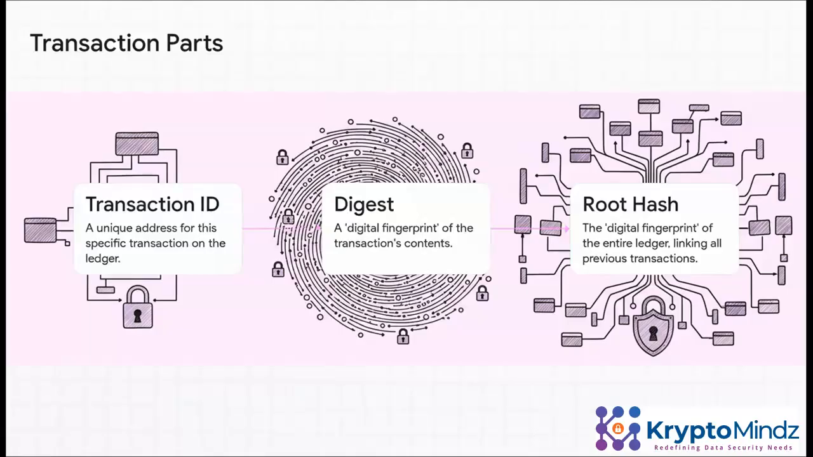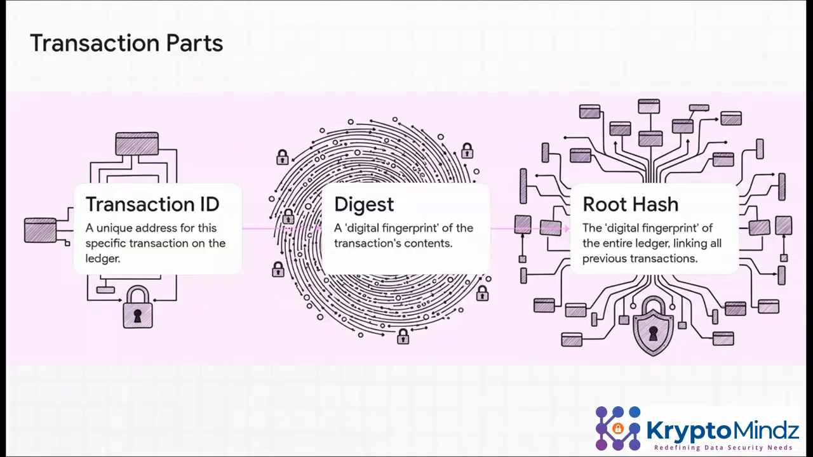Okay, let's break it down. First, you have the transaction ID. That's easy. It's just the unique street address for this one entry on the ledger. Simple. Next is the digest. Think of this as a unique digital fingerprint of the contents of this one transaction. If even a single comma changes, that fingerprint changes completely. But the root hash, now that is the key to everything. It's the digital fingerprint of the entire ledger book at the exact moment this transaction was added, linking everything that came before it together.